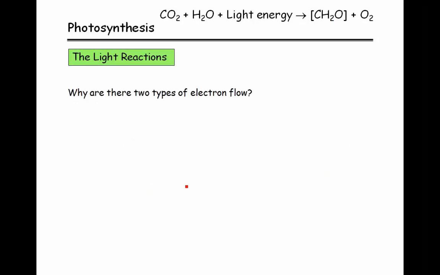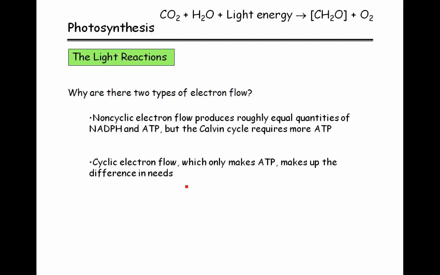So when we look at those two, you may wonder why there's going to be two different types of electron flow. Well, first of all, it should be obvious that they are producing different things at the end. Non-cyclic electron flow produces roughly equal quantities of NADPH and ATP, but the Calvin cycle does actually require more ATP. The whole purpose of the light reactions is to supply the needs of the Calvin cycle. So it's really all about balancing our supply with the demand.